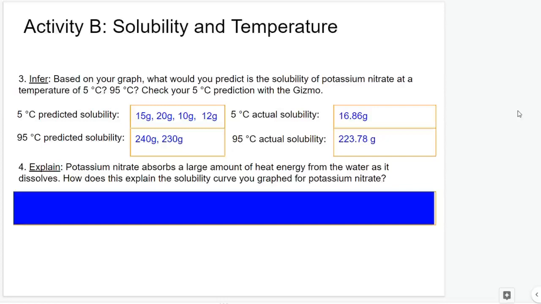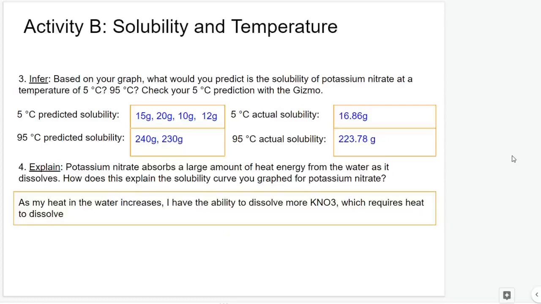So if potassium nitrate requires a large amount of energy in order to dissolve, it needs two things to dissolve. It needs heat and it needs water. As I changed the temperature of the water, I wasn't changing the amount of water, only the heat. So there was more heat available to help my potassium nitrate to dissolve. So as the heat in the water or as the temperature increases, it can dissolve more and more potassium nitrate because it has more and more energy to pull from.